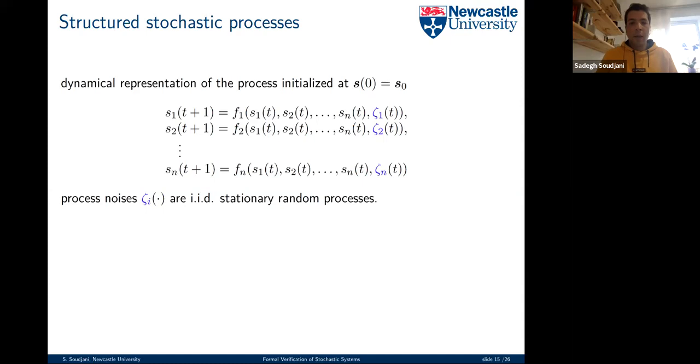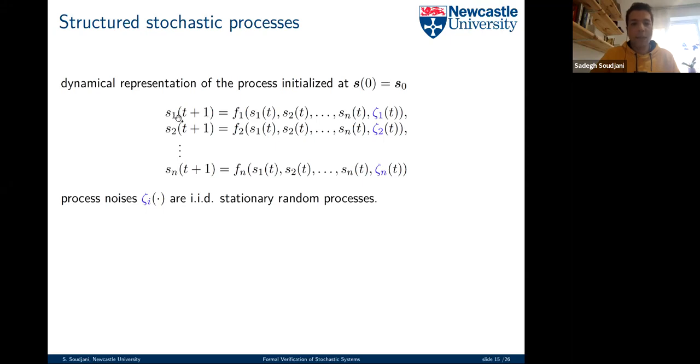Okay, so in this slide, you can see the same dynamical representation, but written explicitly. So instead of having one equation in n-dimensional state space, I have written down n equations, each one specifying the evolution of one of the state coordinates. So instead of a vector, you have S1, S2 until Sn.